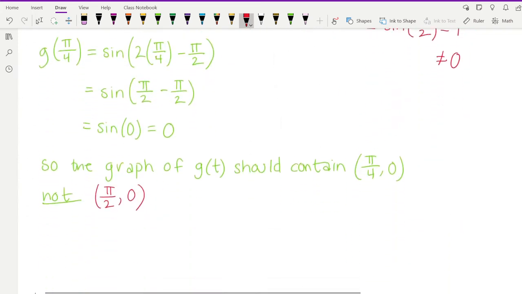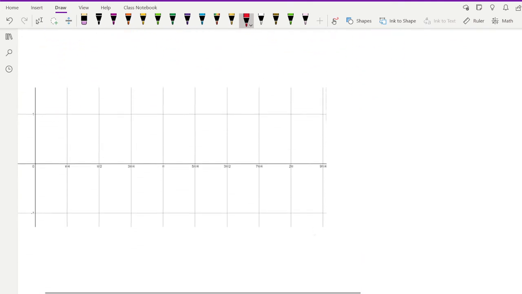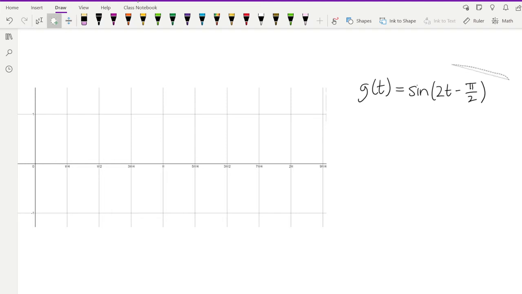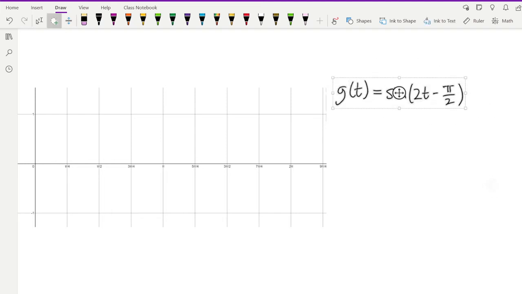So I want to actually show you now what the correct approach is for this. So now we're kind of starting this over. Again, we're working with the same function. So g of t is equal to sine of 2t minus pi over 2. So what is the correct approach for actually figuring out what that horizontal shift is? Well, we actually have to factor out this number 2. So let me just make it really clear. This is now our correct approach.